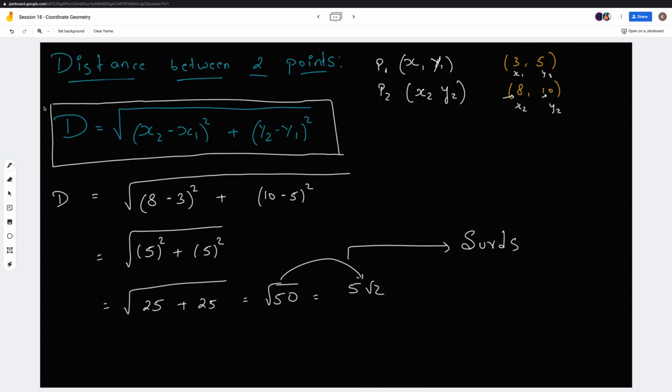The surds, once we complete coordinate geometry, I'm going to teach you guys about surds. So don't worry about surds right now. Right now consider that your final answer is root 50 and you can leave it over here. How to convert and simplify it to 5 root 2 is something that you're going to learn when we actually start the topic surds. So don't worry about this right now.